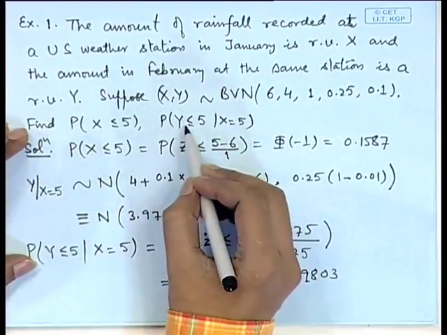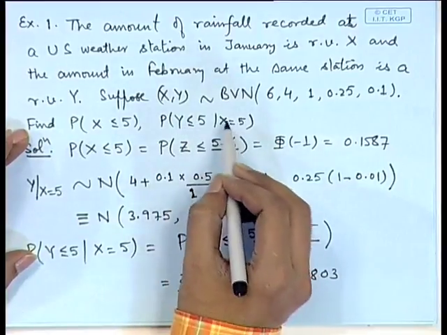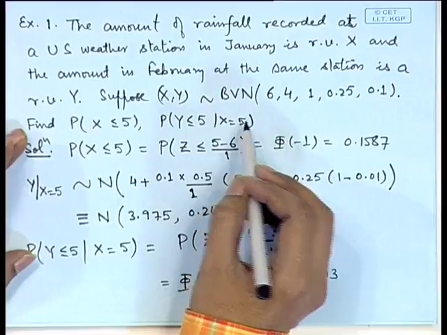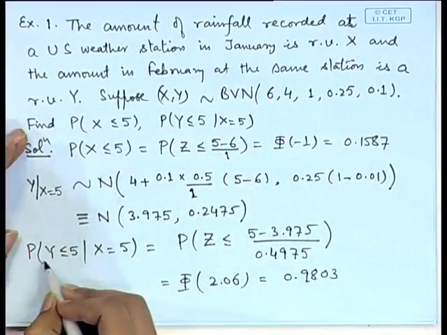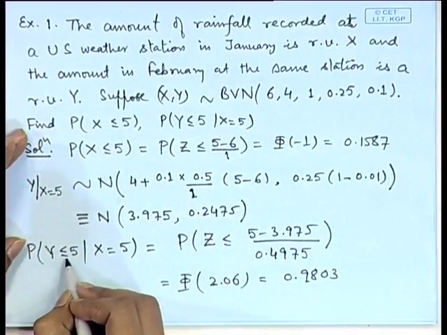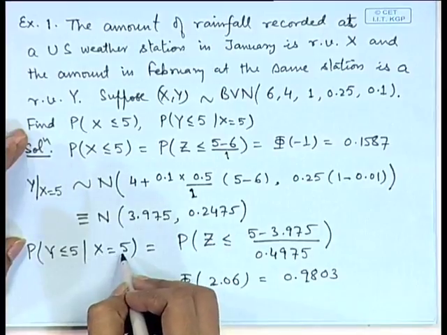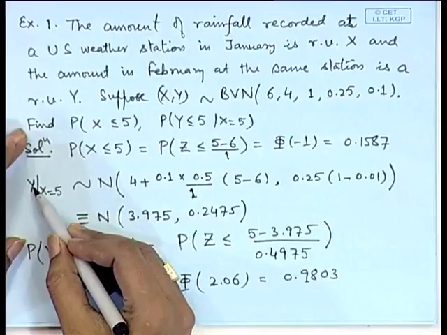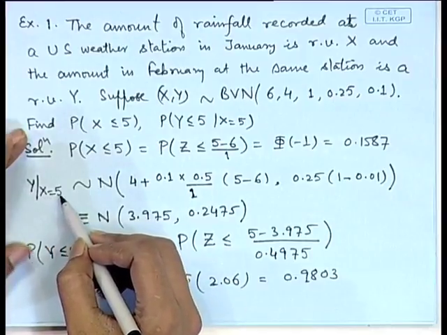Suppose we are interested in the probability of y less than or equal to 5, given that in January the rainfall is 5. So, we need the conditional probability of y less than or equal to 5 given x equal to 5. For this, we first calculate the conditional distribution of y given x equal to 5.